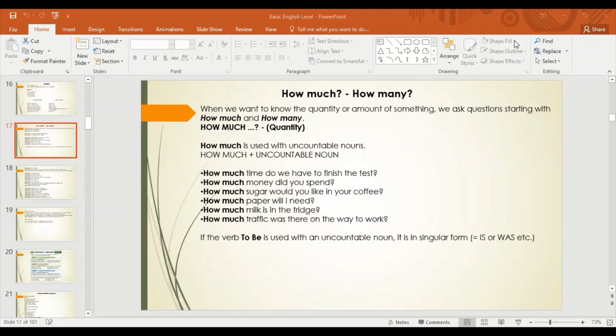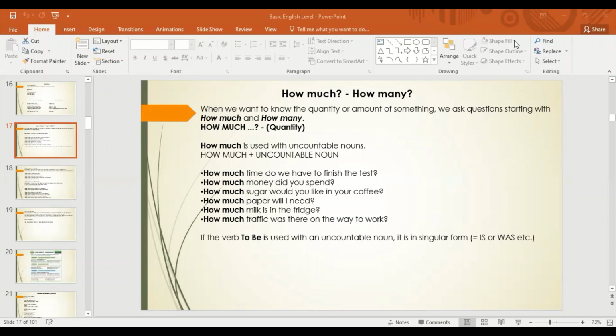तो how much हम वहाँ यूज कर सकते हैं जहाँ पर कोई चीज अनकाउंटेबल हो नाउन की शक्ल में, और जहाँ हम किसी चीज को क्वांटिटी की शक्ल में देख रहे हो. So then you can use how much. Okay, are you getting me? Yes, sir. Okay.